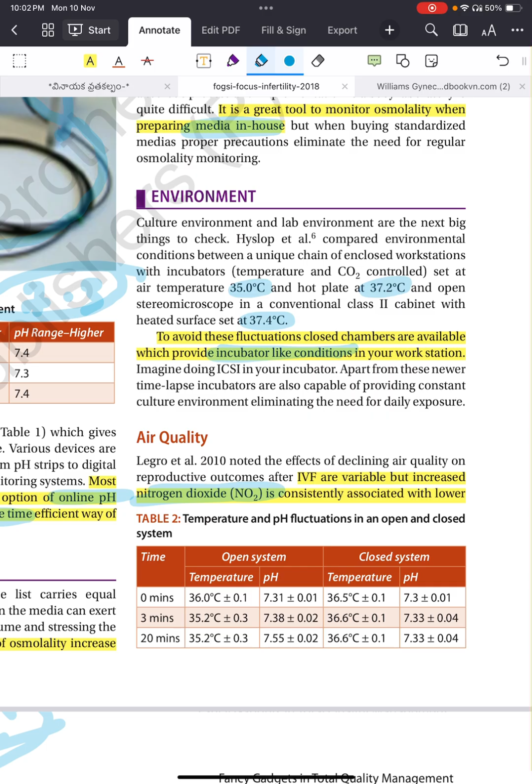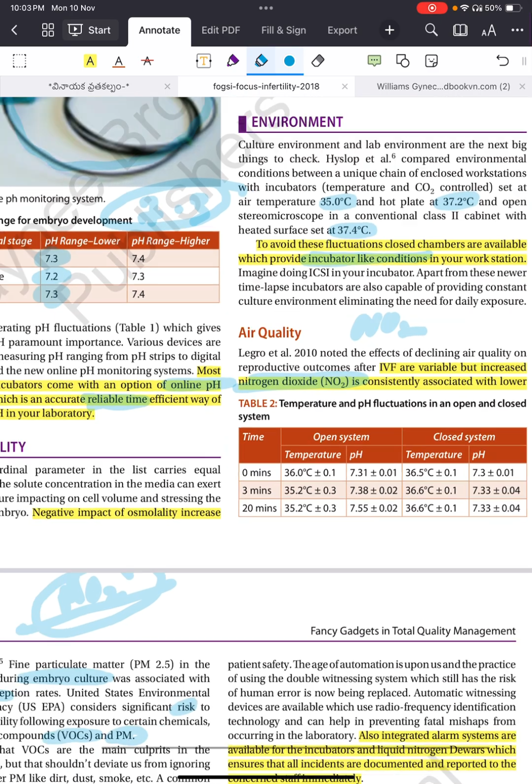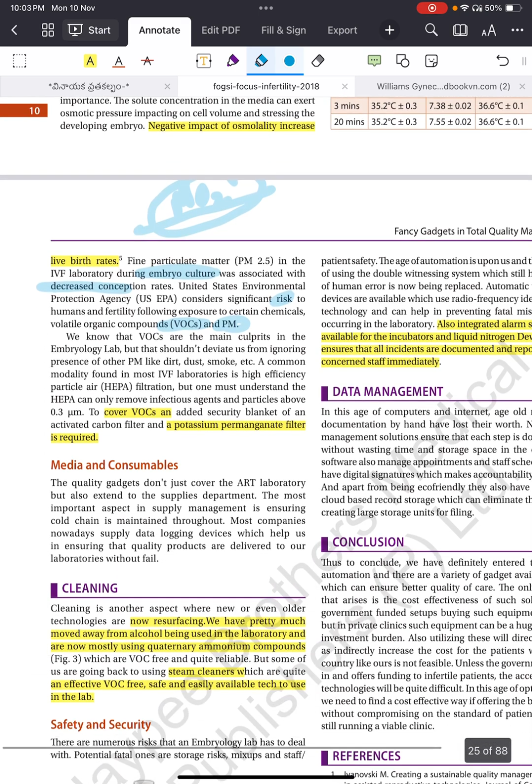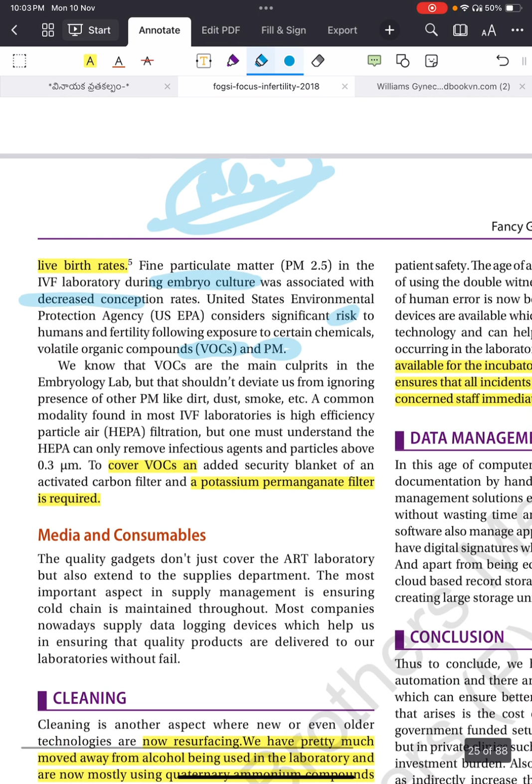Air quality means one study like GROW has noted that the effect of declining air quality on reproductive outcomes after IVF is variable, and if nitric oxide is increased, it consistently results in a lower birth rate. Air quality depends on fine particulate matter. What is PM, particulate matter? Fine particulate matter of 2.5 in the IVF laboratory during embryo culture was associated with decreased consumption rate. So if fine particulate matter is increasing, then the consumption rate is decreased.